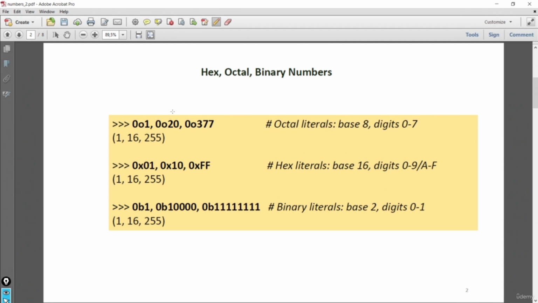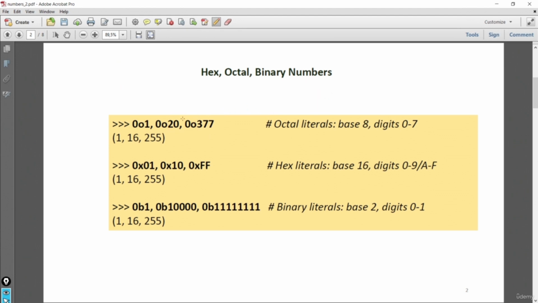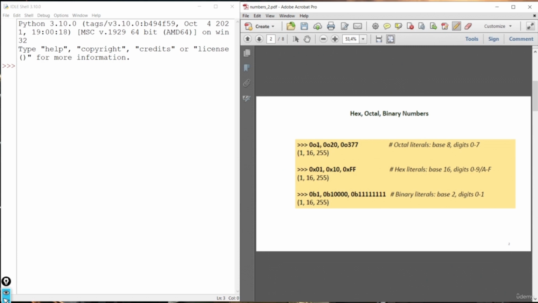Here we see other octal numbers. So this is an octal number, the number in base 8. And all these numbers can be converted to a number in base 10. That means these numbers can be converted to decimal equivalents. These numbers have decimal equivalents 1, for this one 16, and for this one 255.